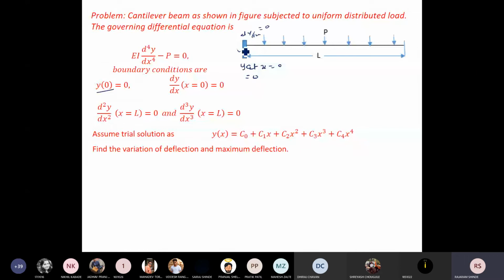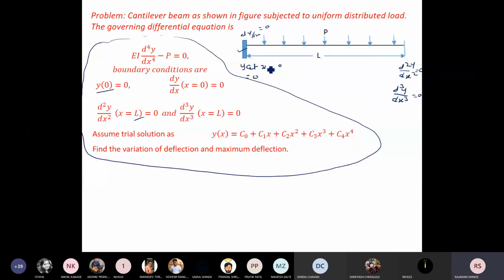Next, d2y by dx square is the term related to the bending moment. The bending moment is 0 at x is equal to L, so the second derivative is 0 there. Next one, d cube y by dx cube is equal to 0. Now all these things are from the boundary conditions. These are the properties of the problem.